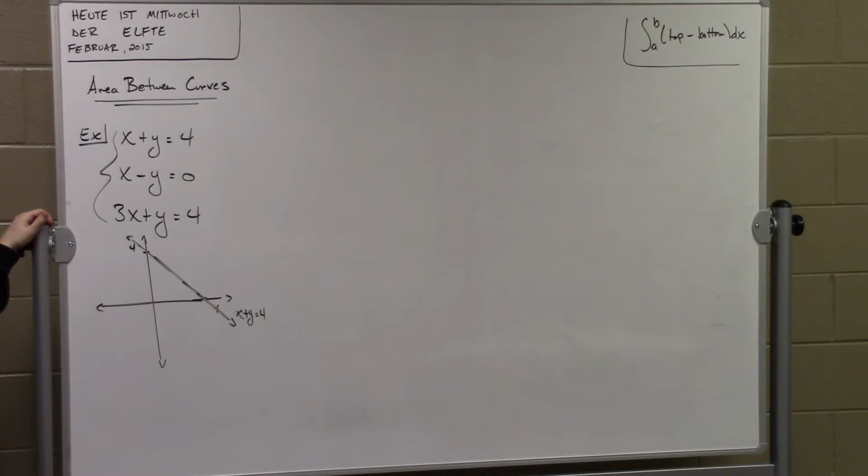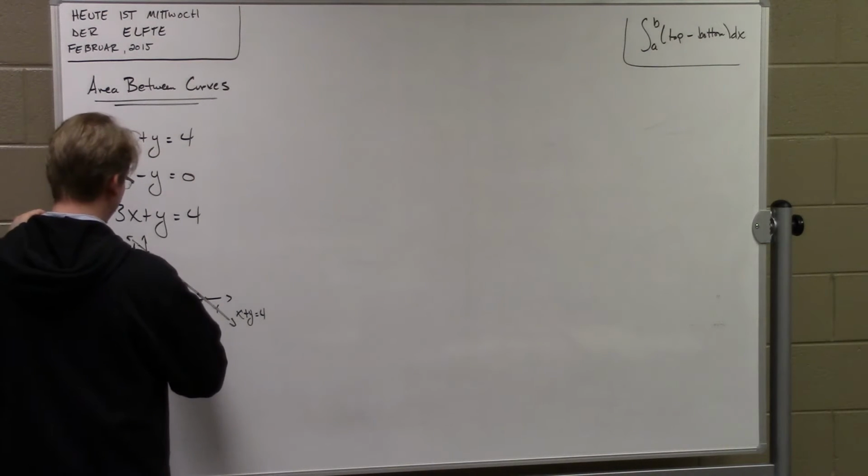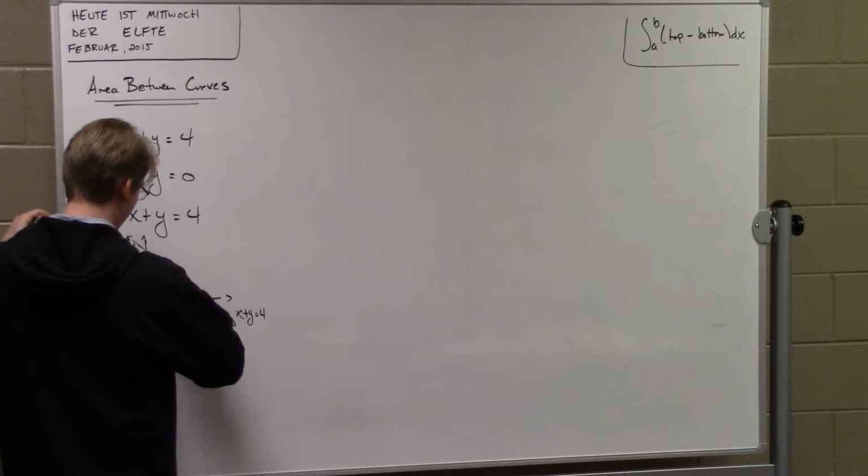Got it. x minus y equals 0. It's just x equals y. So y equals x, if we solve. Okay, that's there. So it's just a straight line through the origin. Well, it is a straight line. Slope of 1.